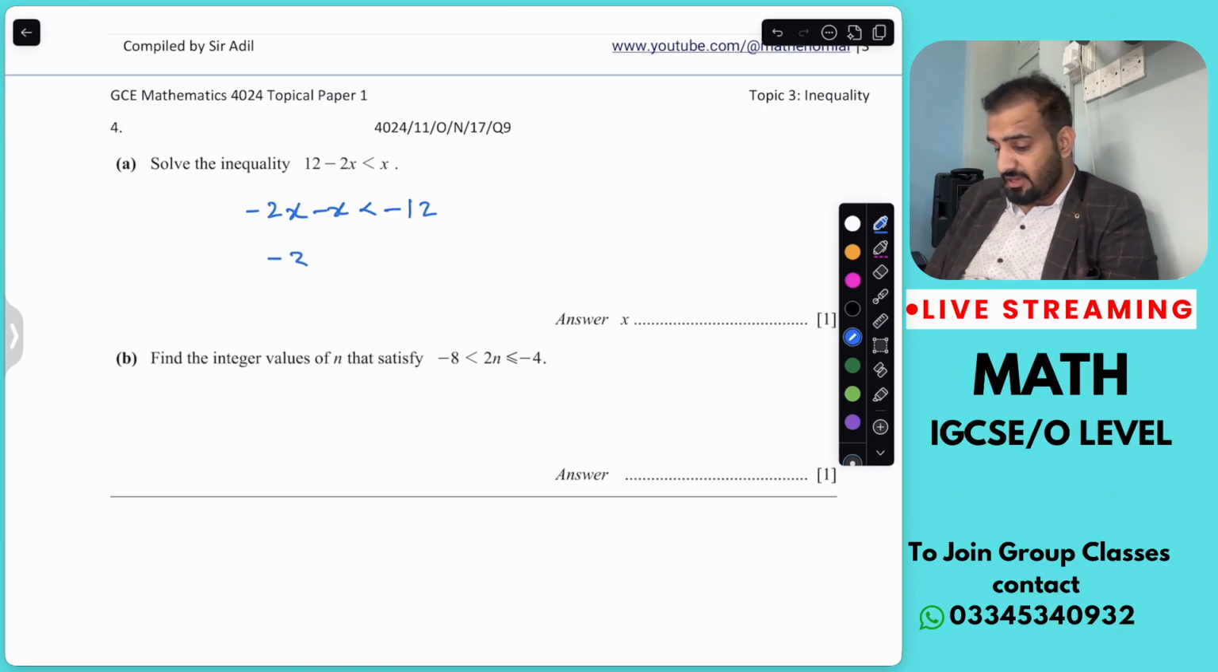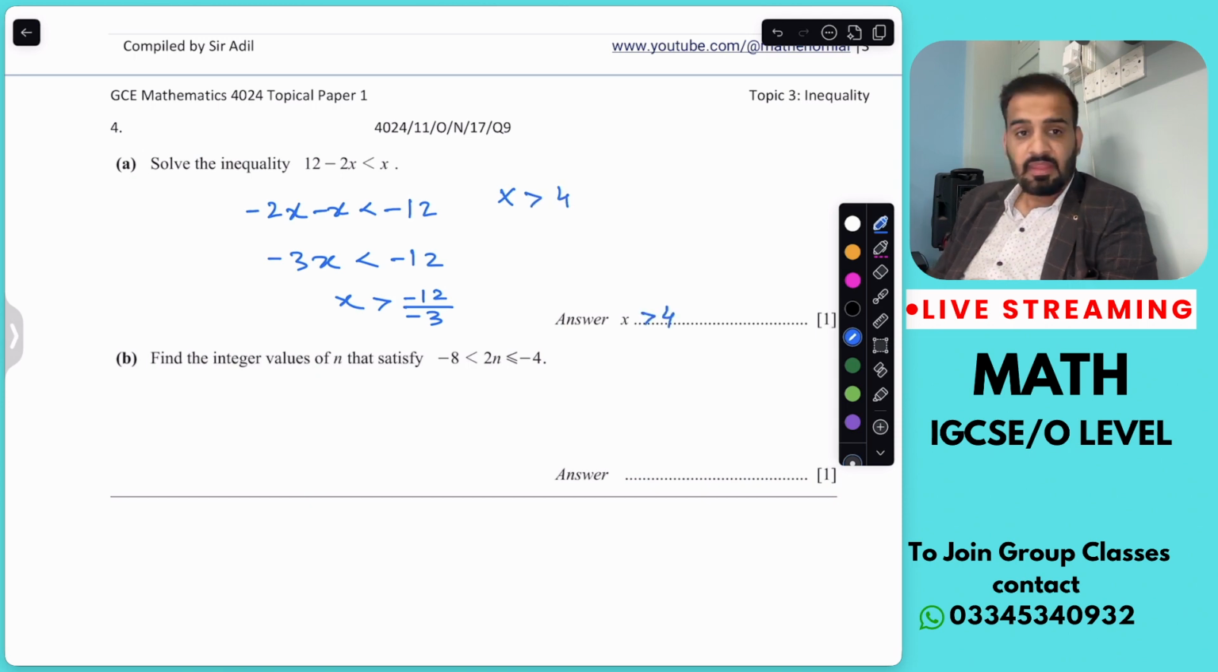So minus 3x less than minus 12. So x is greater than minus 12 over minus 3. So x is greater than 4. X is greater than 4 is my answer.